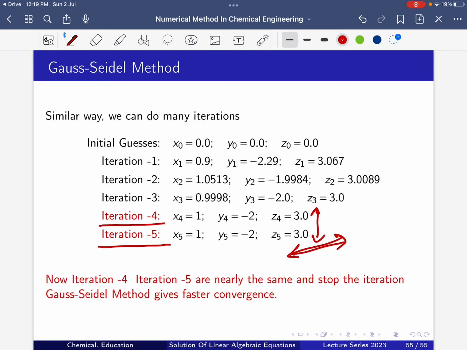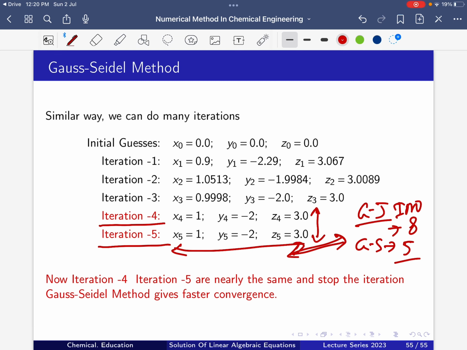Earlier we saw that the Gauss Jacobi method took 8 iterations. Here, with Gauss Seidel, we can see that within 5 iterations we get the desired convergence. So now you can say that the Gauss Seidel method gives faster convergence. That's it for the Gauss Seidel and Gauss Jacobi methods. Thank you.